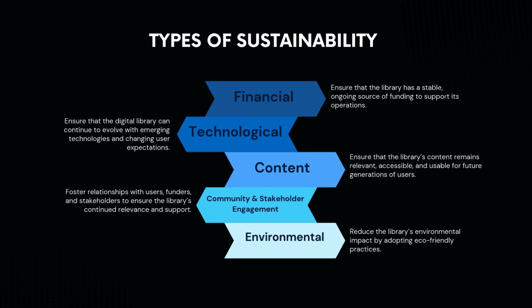The final type is environmental sustainability. Environmental sustainability aims to reduce the digital library's environmental impact. For example, adopting energy-efficient servers and responsible digital practices supports sustainability beyond technical and financial considerations. In summary, technological, financial, content, community, and environmental sustainability work together to ensure that digital libraries remain resilient, relevant, and effective in the long term.